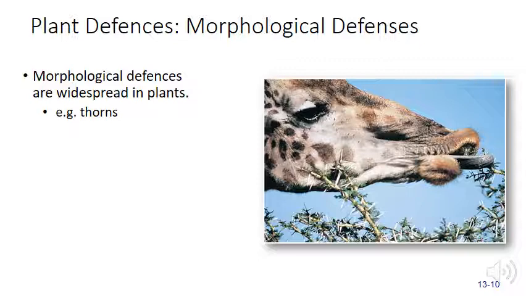Now often morphological traits don't actually make it impossible for herbivores to feed on the leaf material, but what they do is they make the process involved in eating that plant more stressful and time-consuming for the herbivore. And often that will mean that in cases like this, giraffes will move on to a different plant where they can graze more easily.